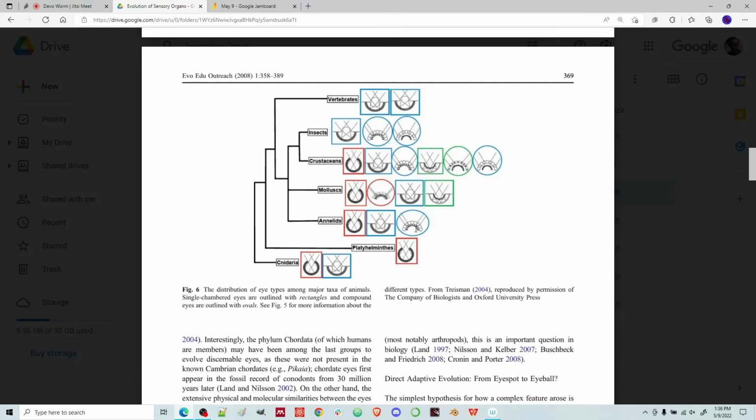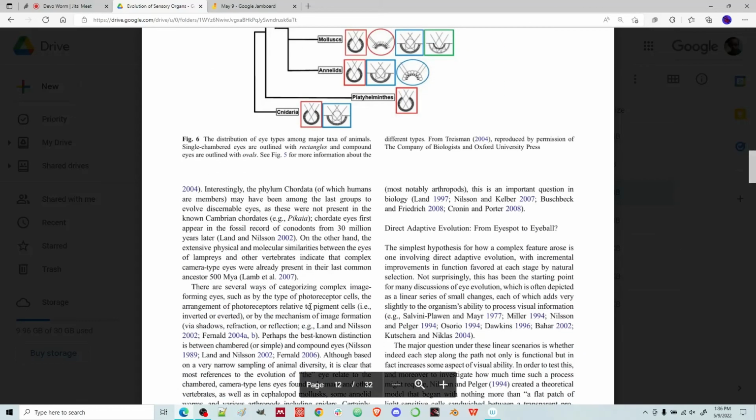And so you can imagine that these all have their own historical contingencies and their own different versions of secondary and tertiary adaptation. And so you're able to see a very large diversity of complex eyes.